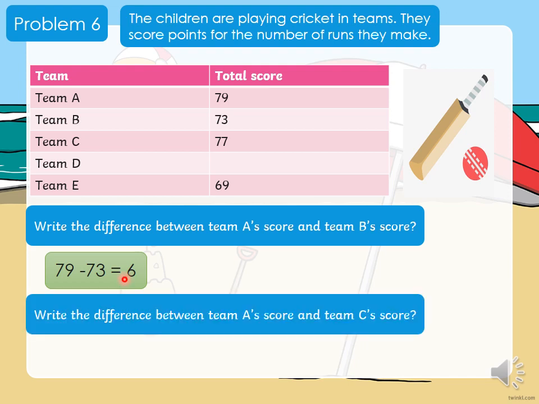Well done. Another one. Write the difference between Team A's score and Team C's score. Now, Team A, Team C. Team A again scored 79 points. Team C scored 77 points. Good. 79 minus 77 equals 2. 2 points. The difference between Team A and Team C's score is 2 points. Well done. Now, write the answers.